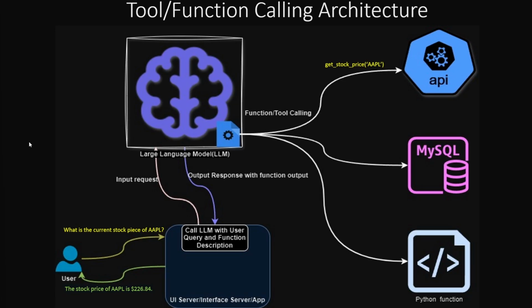In this function calling architecture example, my query will be: what is the current stock price of Apple? So I will send this to the UI server, my Streamlit server, and the Streamlit server takes it. Along with my query, it gives the function description to the LLM, that is Llama 3.1 or maybe Mistral. Based on the function description and my query, the LLM decides to call the external function, which will call an external API to get this data. Here, for example, get stock price with the symbol, and it appends to the response and sends it back to me.